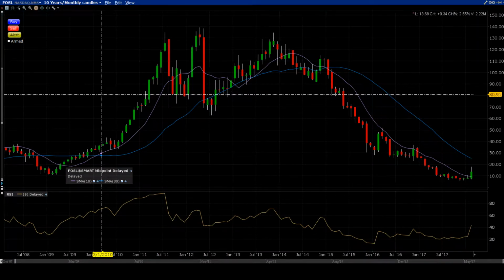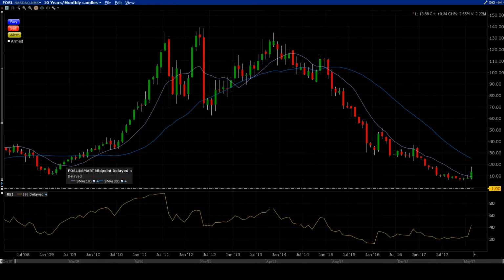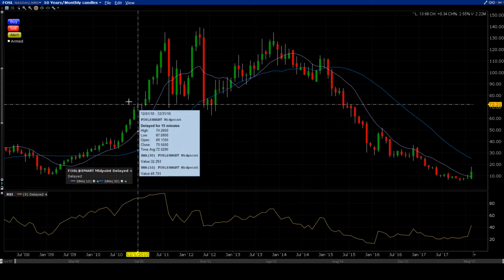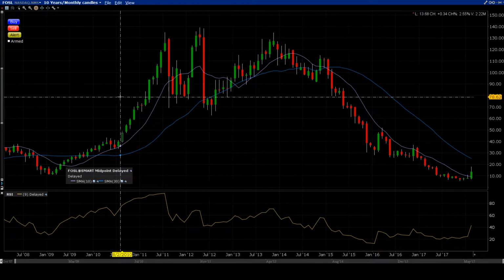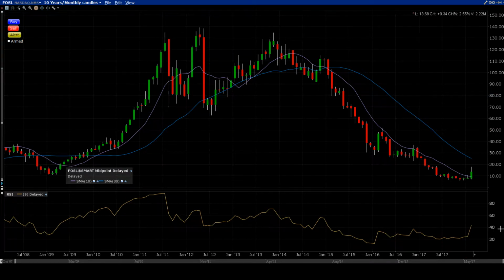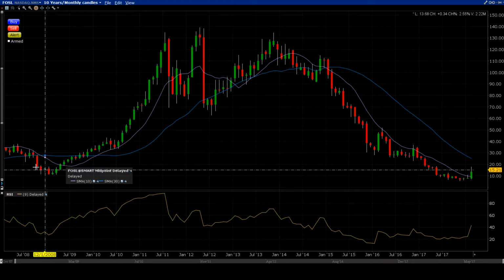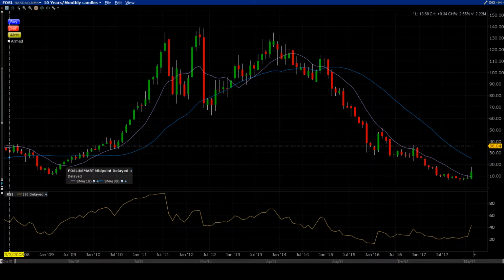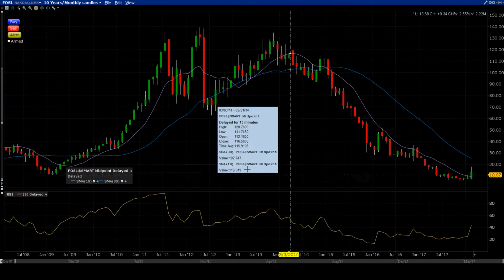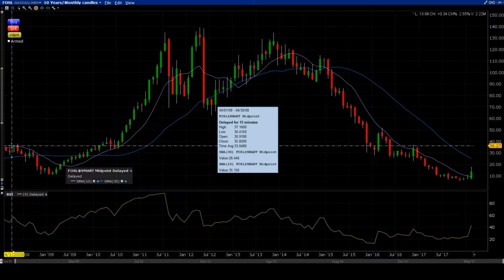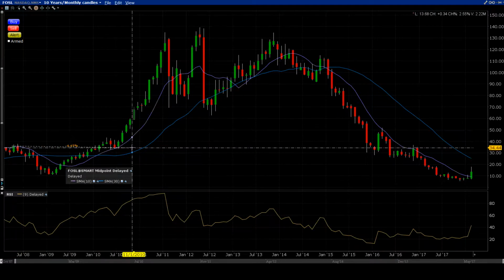FOSL, NASDAQ stock exchange. And what do we have here? 10 years data, monthly candles. And whoa, see what happened here? All right, let's go to the beginning of time. Hindsight 2020. All right, doesn't matter.